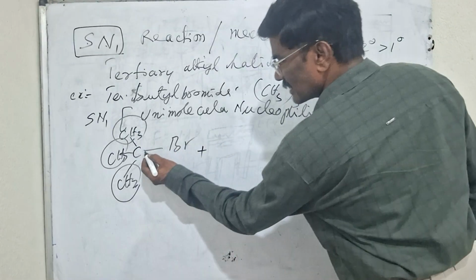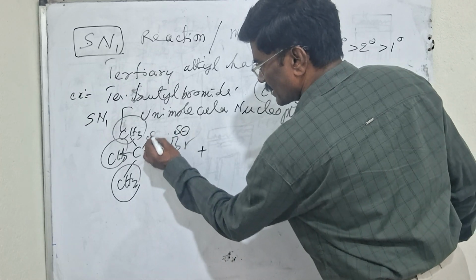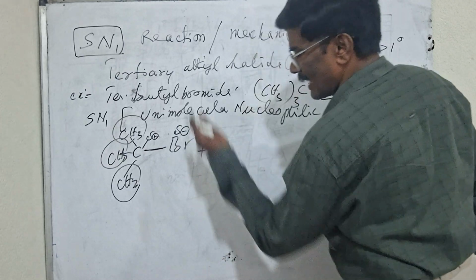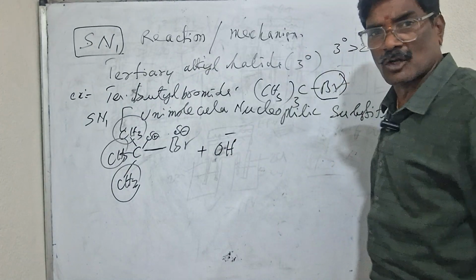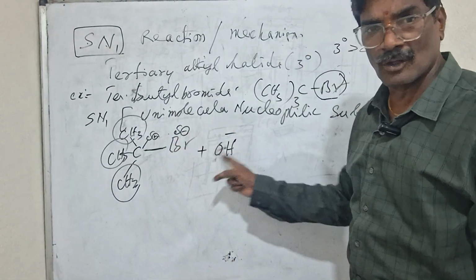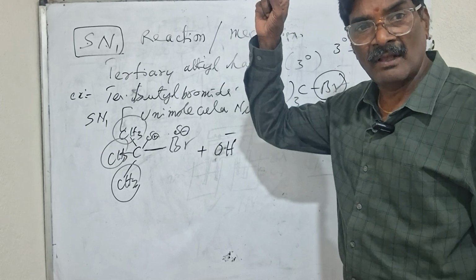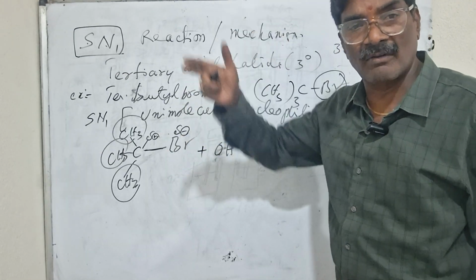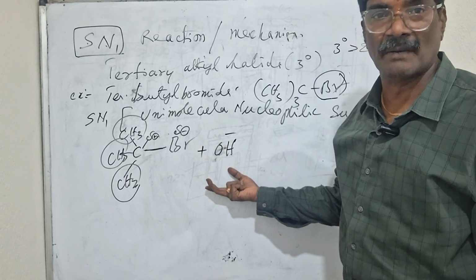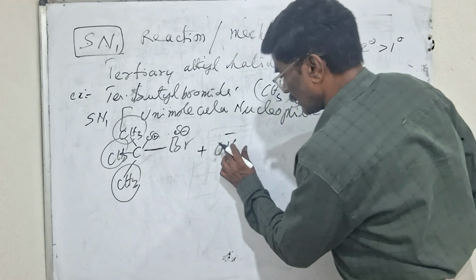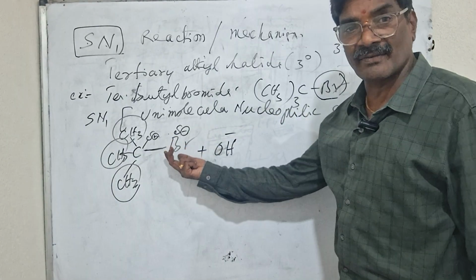Now this is a polar bond. Bromine gets a partial negative charge, carbon gets a partial positive charge, so the bond becomes polar and weaker. OH minus is a strong nucleophile. Why bromine is weaker and why OH minus is stronger, we studied in the first year, in the ionic equilibrium and acid-base equilibrium chapter. Bronsted and Lowry theory tells why it is weaker and why it is stronger.